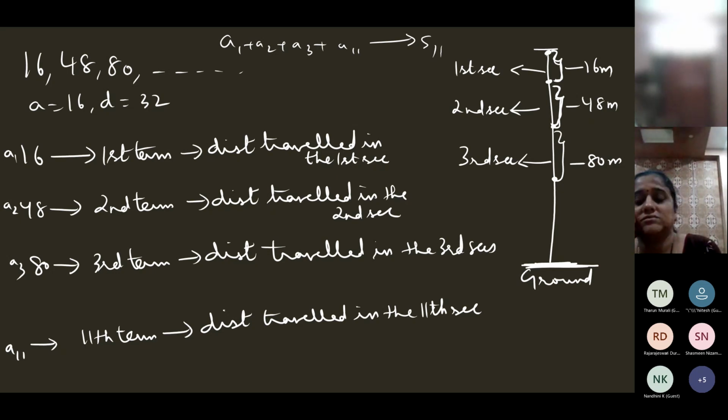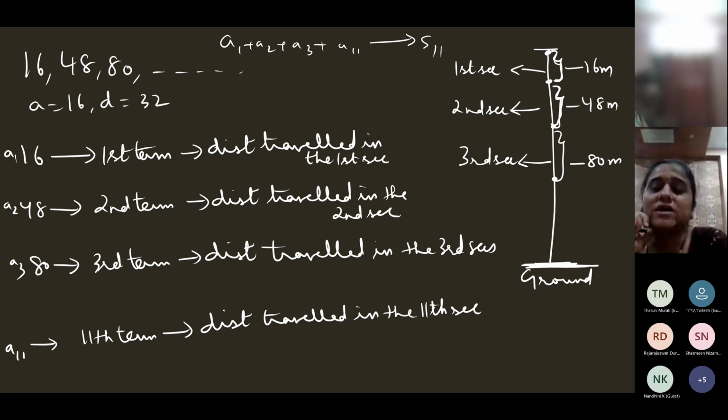How will the question be formed if the object falling from a height travels 16 meters in the first second, and in the second second a total of 48 meters? How will that be given in a question? So if the object covers 16 meters during the first second, and 48 meters.